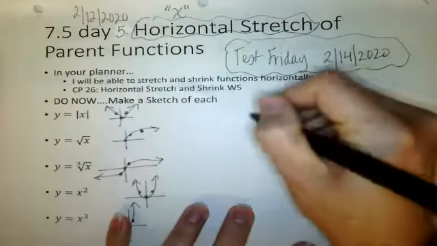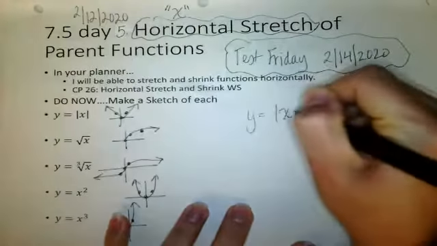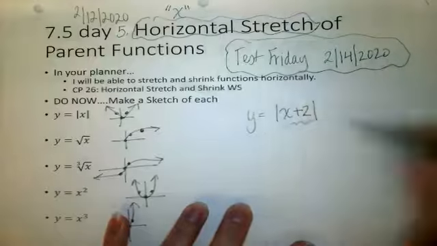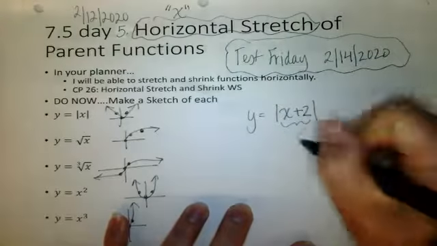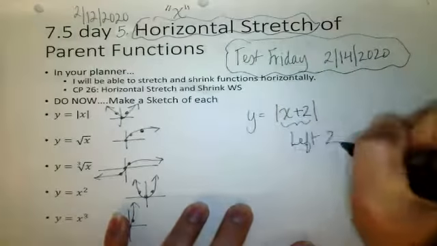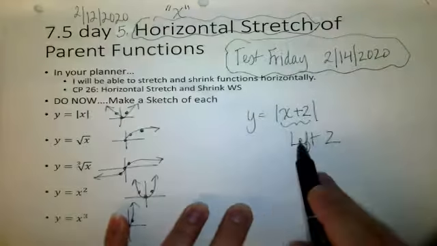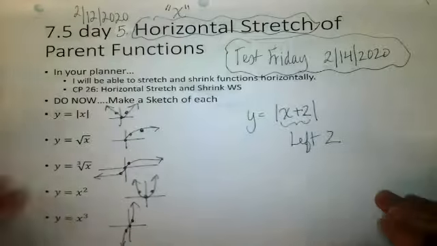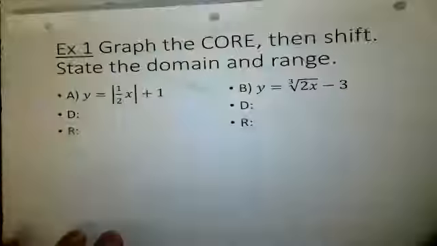Right? If you have y equals the absolute value of x plus 2, what does this do? What does x plus 2 do to the graph? Left 2. It's always opposite. Inverted, changed, different, okay? Everything with x is messed up. Same is true today. So here we go. Pay attention. Got to write all this stuff down.